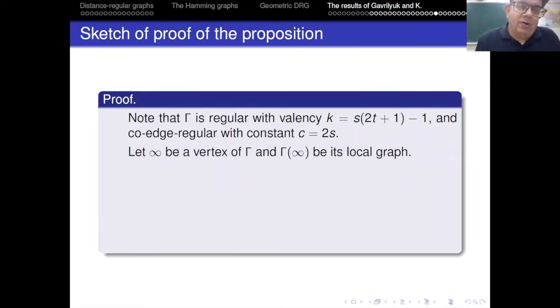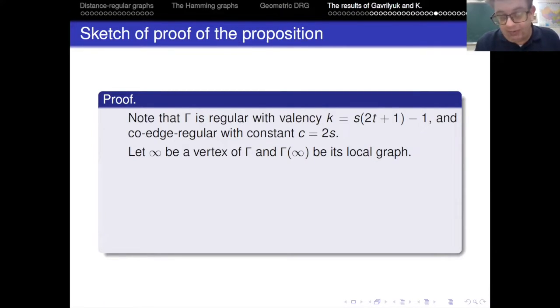How do you prove this? I will only give the sketch of proof. I will not give all the details because you have to calculate quite a bit. So now you know that the graph is regular with valency k, and that is 2 times s times t times 2 times t plus 1 minus 1, and co-S regular with constant c is 2s.